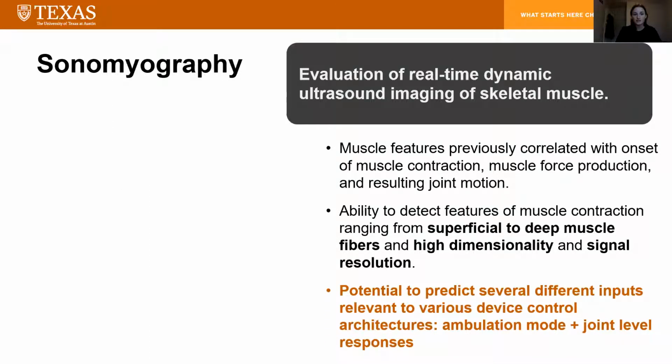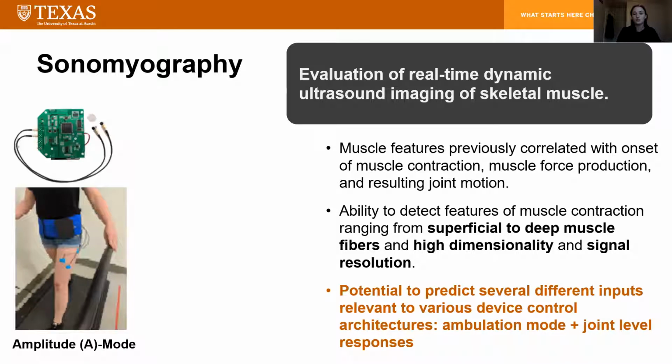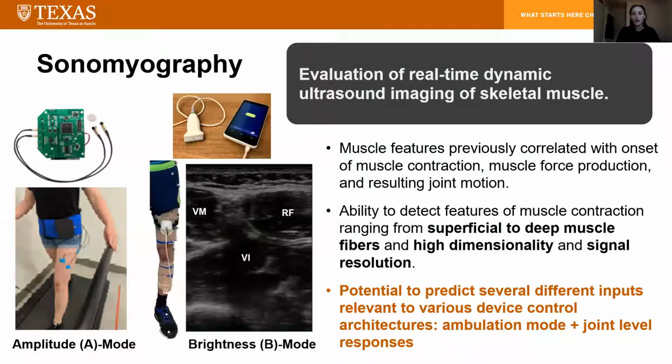We hypothesize that sonomyography has the potential to predict several different inputs relevant to various device control architectures. There are multiple types of ultrasound sensors, including A-mode ultrasound, which gives an amplitude signal from single ultrasound elements, as well as B-mode ultrasound, which results in a grayscale image reconstructed from a linear array of ultrasound elements. For the purpose of this presentation, we will focus on results from features extracted from B-mode imaging only.